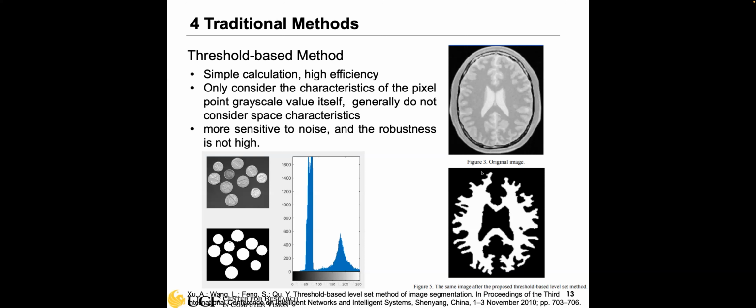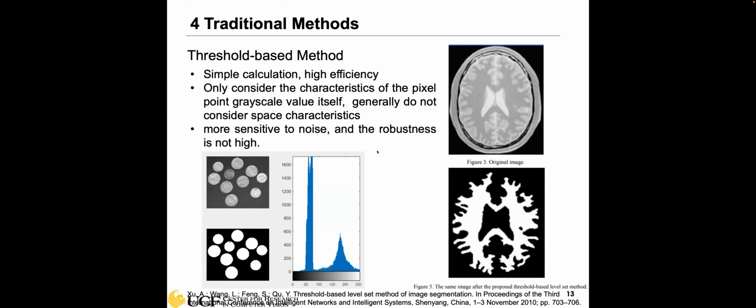Coming to this medical image here, if we use this threshold-based method, by plotting the histogram of the intensity or gray value of the image, we are able to pick an optimal threshold to separate this brain image.